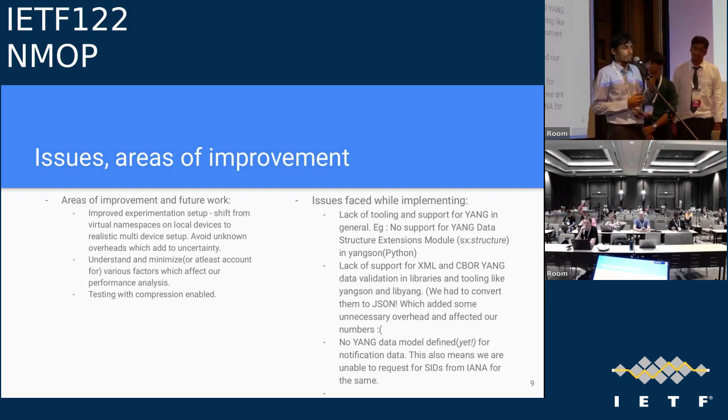We are also thinking of shifting from a network namespace model to an actual network setup, where we can avoid overheads and unknown variables which we don't want to come into our calculations and possibly ruin our numbers. But we believe that whatever we do, whether we run it on a namespace on a local system or an actual network setup, it should corroborate our existing results. We also want to look into enabling different kinds of compression, such as gzip as an HTTPS header, and see how it behaves on low bandwidth and high bandwidth networks. So yeah, that's about it.